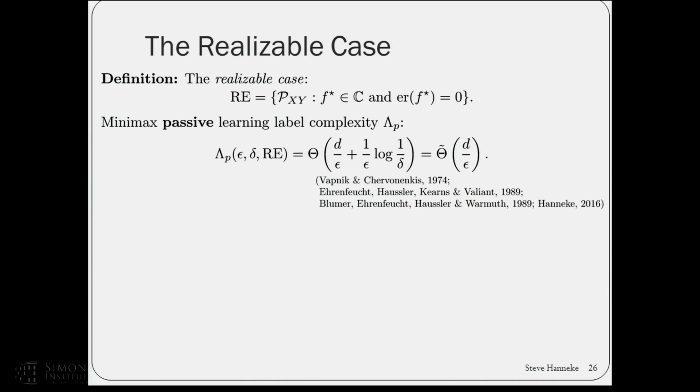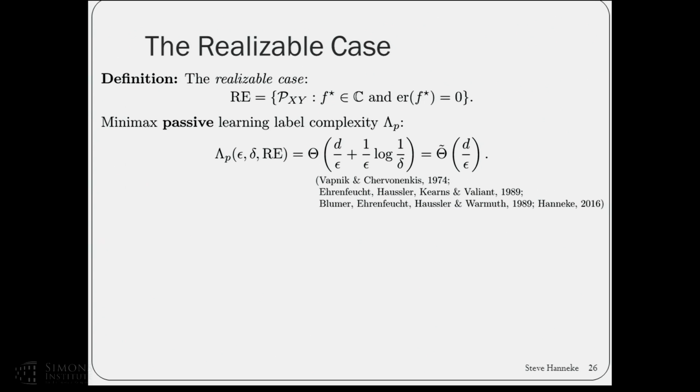Okay. Right, so with those complexity measures in hand, we can state some label complexity results. Just as a warm-up, let's talk about the simple setting of the realizable case. The realizable case here is defined as the family of all distributions such that the optimal classifier is in the concept space and its error rate is 0. This is very unrealistic, but it's a nice toy model that allows us to build some intuition in some cases.